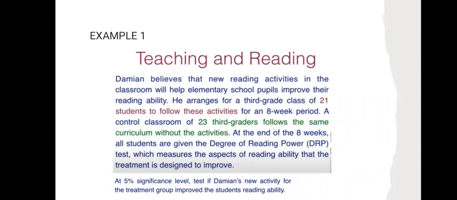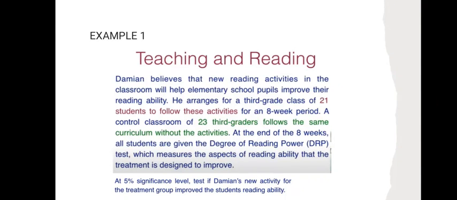So in an example, a teaching and reading example, Damien believes that new reading activities in the classroom will help elementary school pupils improve their reading ability. He arranged for the third grade class of 21 students to follow these activities for 8 weeks. A control classroom of 23 third graders follows the same curriculum without the activities.